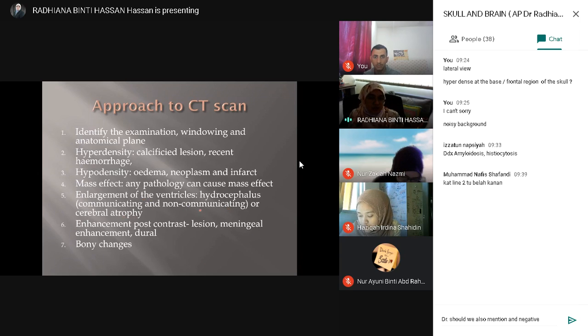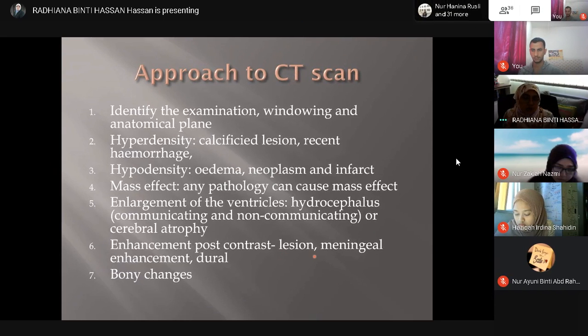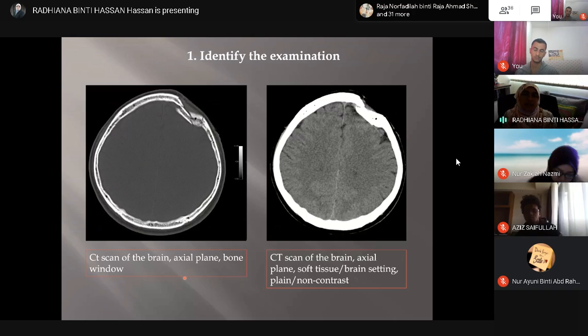Sometimes for the communicating type, you have to differentiate hydrocephalus from cerebral atrophy. And then if the examination is given with contrast, see post-contrast, whether the lesion is enhanced, how is the pattern of enhancement, whether there is any abnormal enhancement of the meninges or the dura. And of course, bony changes you have to look for also.